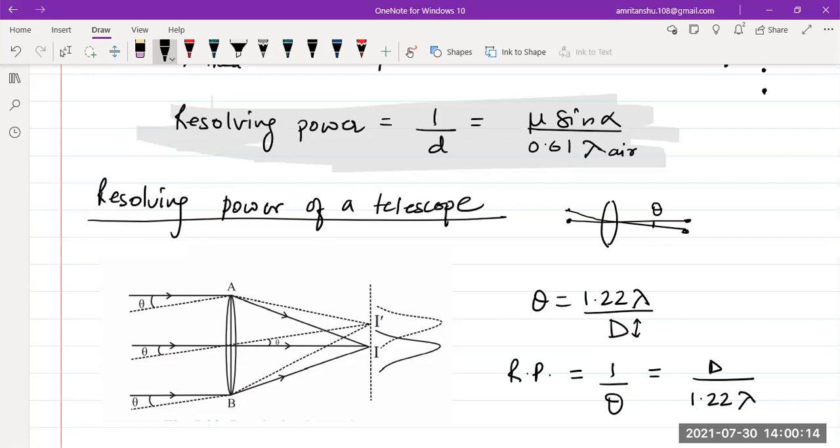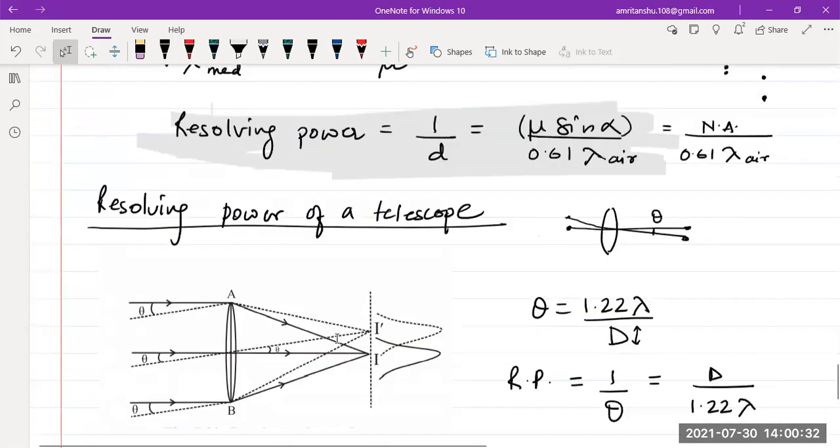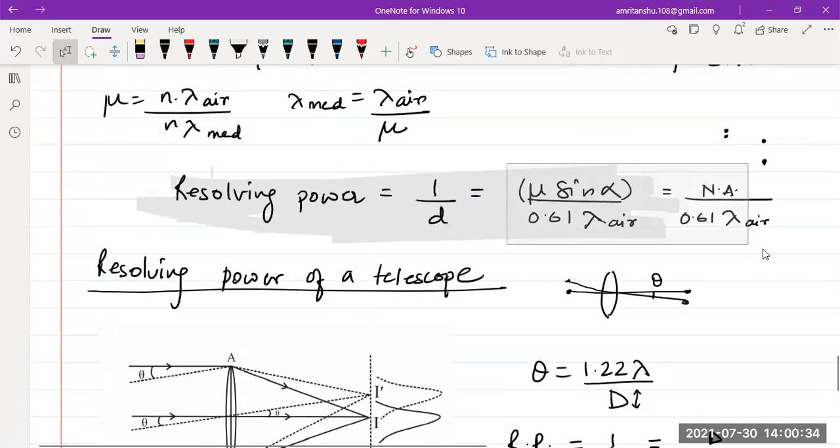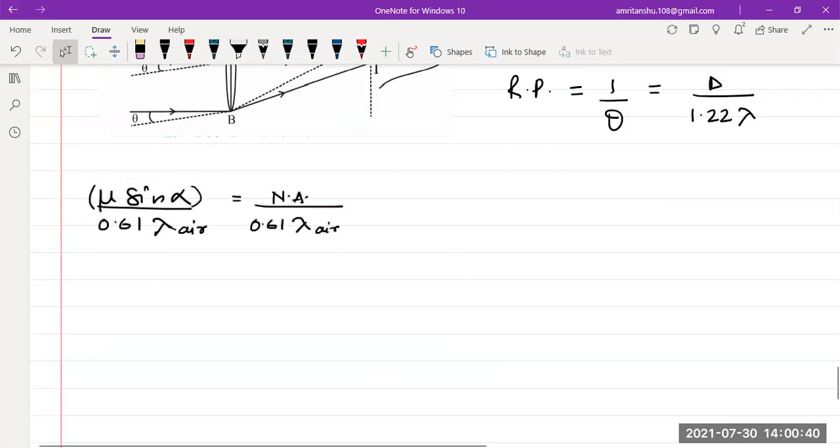One point about resolving power: this term mu sine alpha is known as the numerical aperture of the lens. So we can also write this formula as NA upon 0.61 lambda in air. Okay, let's see a problem based on this. So I'll just put this formula over here. I'll solve one problem and see what the technicalities of this formula are.